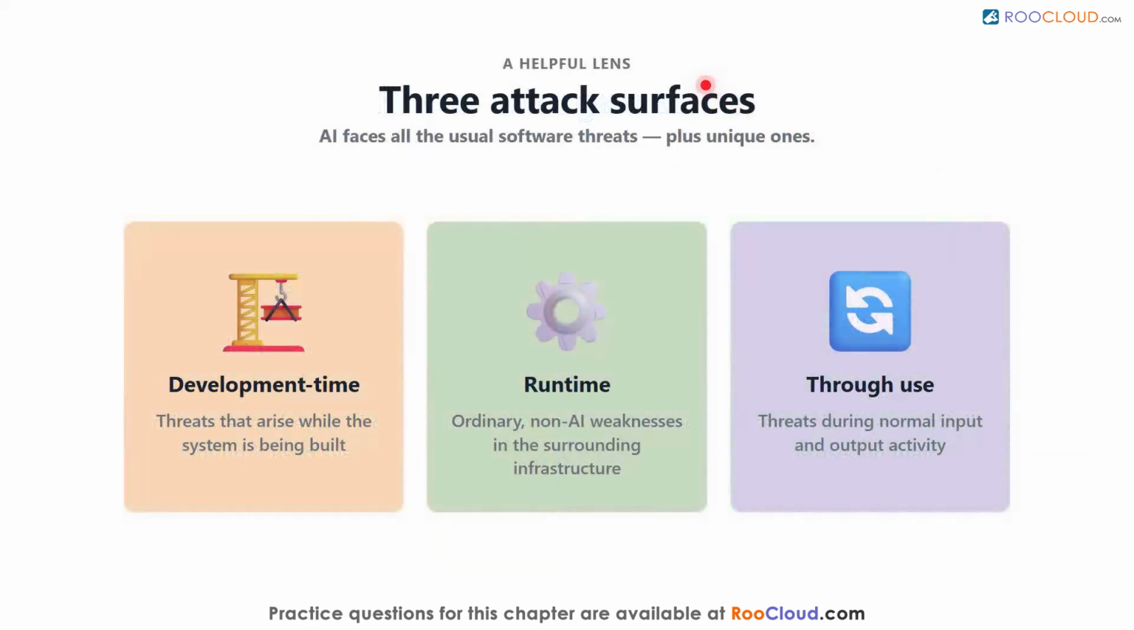Now let's go deeper into the technical threats. Because while AI faces all the usual software threats, its models, algorithms, and data create unique ones. A helpful lens groups AI threats into 3 attack surfaces: development time threats during building, runtime threats from ordinary, non-AI weaknesses in the surrounding infrastructure, and threats through use, which arise during normal input and output activity.